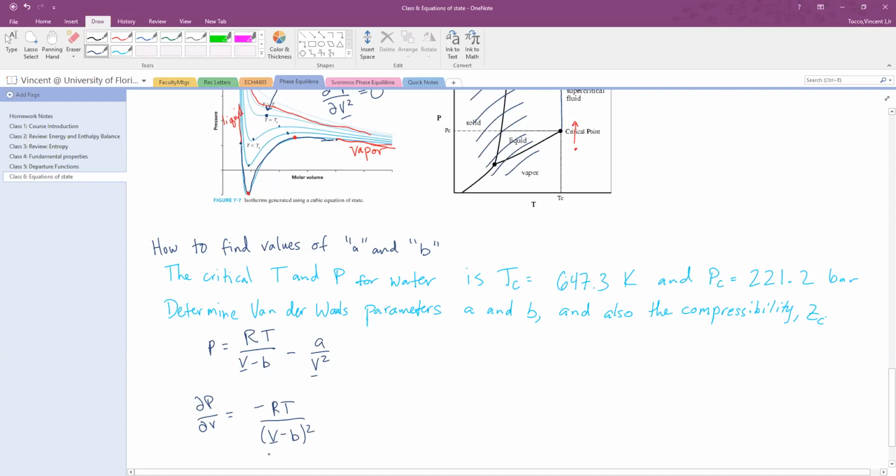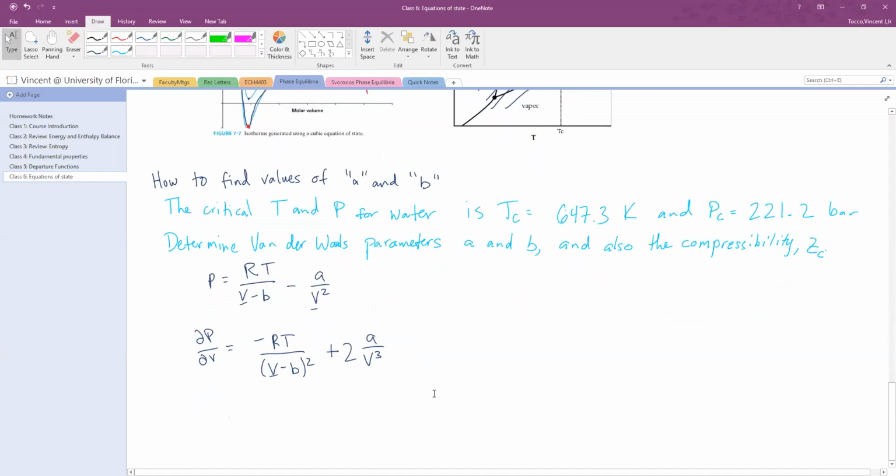And then we would have to do the inside derivative, but the inside derivative with respect to V is 1 because there's no coefficient on the V. And the derivative of the second term is V to the -2, so that -2 comes out front. The negative makes it a positive, plus 2A over V cubed.